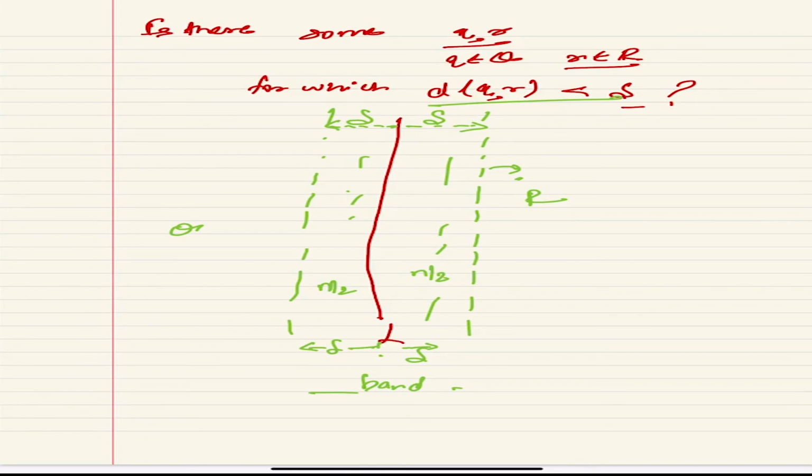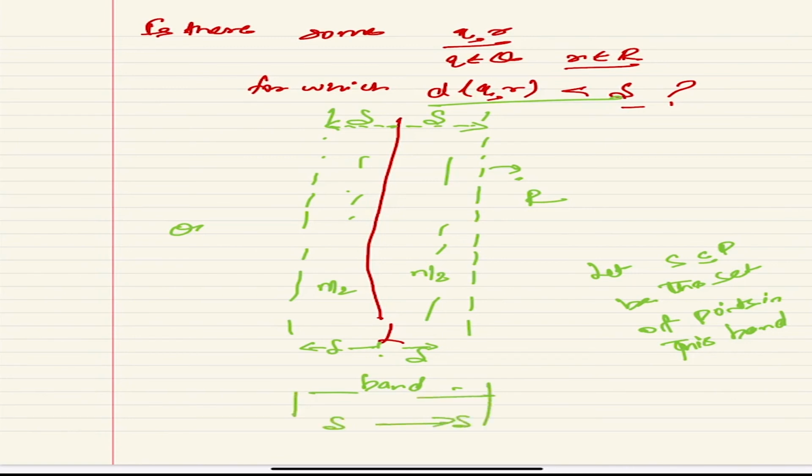Now let's think. So let's say in the general case, let S, a subset of B, be the set of points in this band. Fine. Because I know this delta, I can choose all the points whose coordinates are within delta of L. And that is easy. I know L, I can choose points only within delta of this. So I can list all these points. So this S I can list.